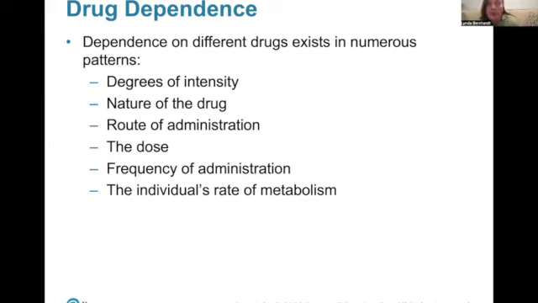Frequency of administration. The more often you do it, the more your body gets used to it, the more your body craves it. And the individual's rate of metabolism. So one person might be able to, we will use alcohol for our drug of choice here, one person might be able to have a beer, well, we'll say 2 beers every day, and it doesn't seem to affect them.